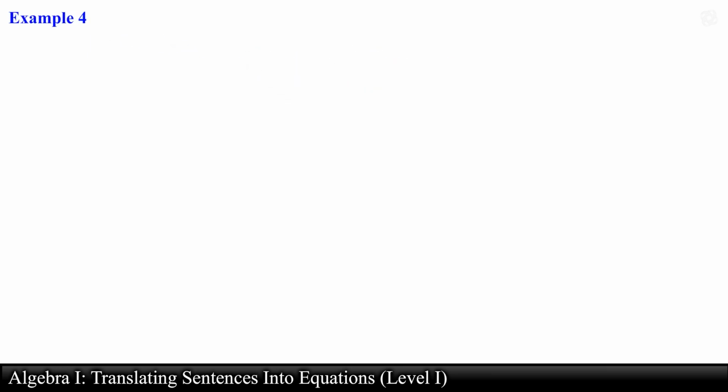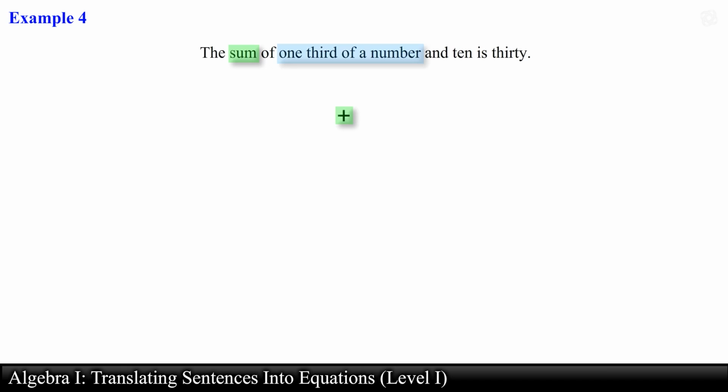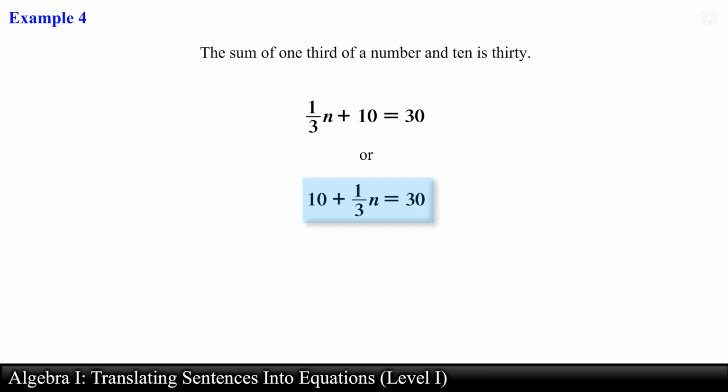Let's try the next example. The sum of 1/3 of a number and 10 is 30. Here we have a couple of key words. The first key word is sum, so we need to add two expressions. The first expression, 1/3 of a number, is denoted as 1/3 times n, because of the key word of, which translates to multiplication. Then we add the second expression, in this case, the number 10. And then we add the equal sign, because of the key word is. And finally, the number 30. So the final equation is expressed as 1/3 n plus 10 equals 30. Or written another way as 10 plus 1/3 n equals 30.